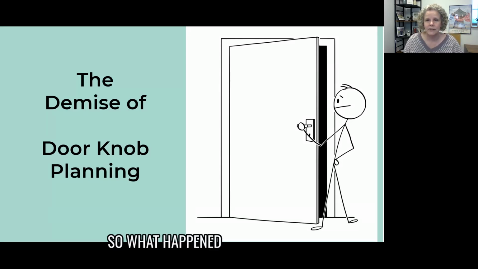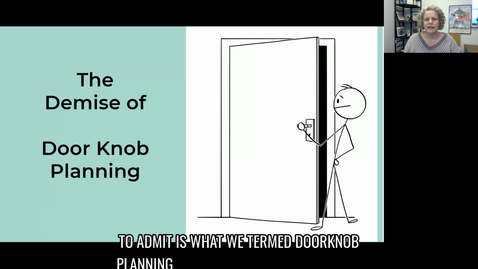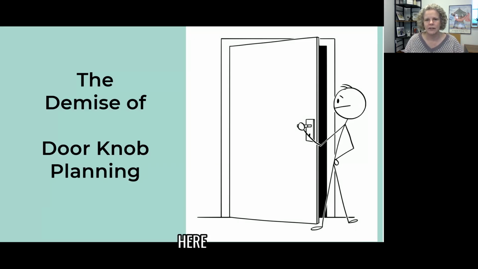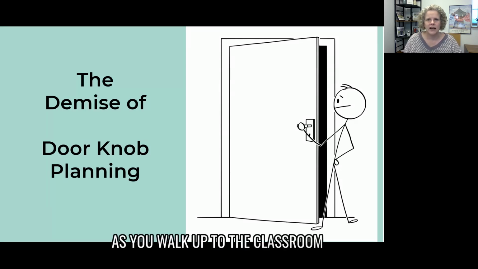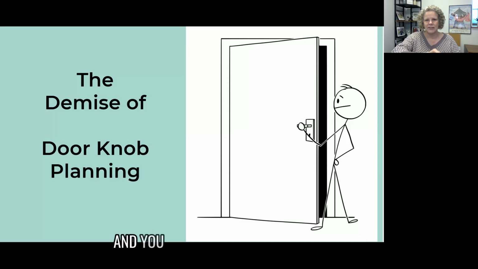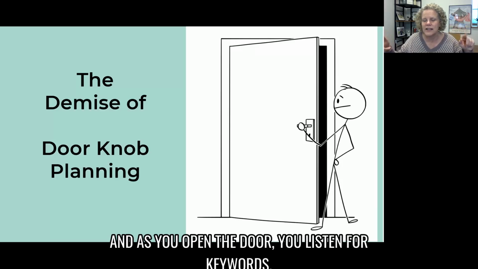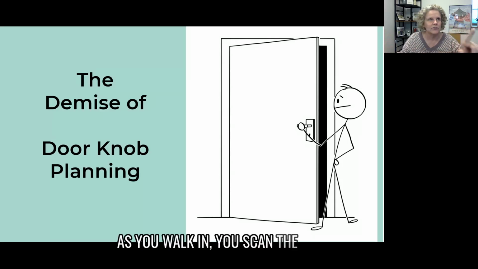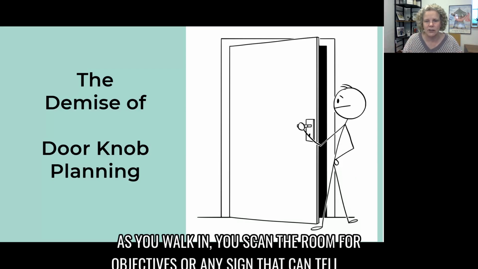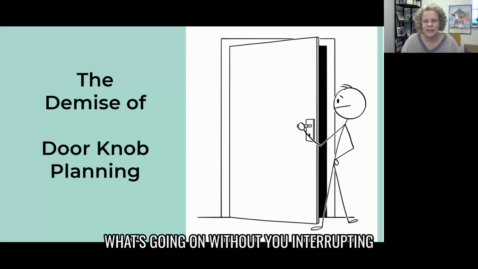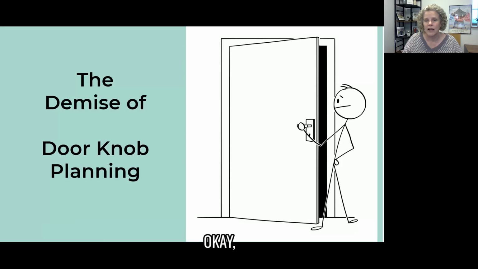So what happened, more than I would like to admit, is what we termed doorknob planning, which is just like our friend here in the picture. As you walk up to the classroom you're about to push into, you hold the doorknob and you say, what did we do yesterday? What were they working on? And as you open the door, you listen for keywords. As you walk in, you scan the room for objectives or any sign that can tell you what's going on without you interrupting. And you say, okay, good.